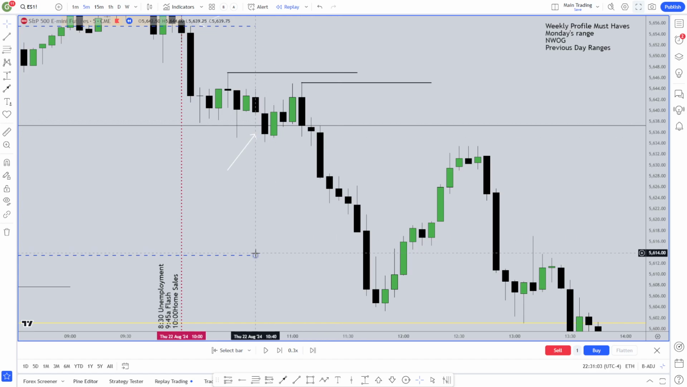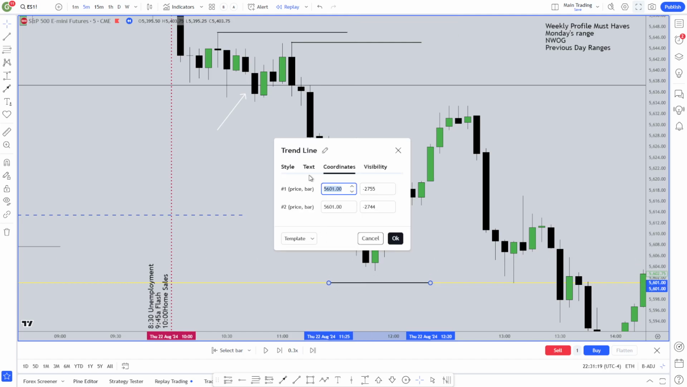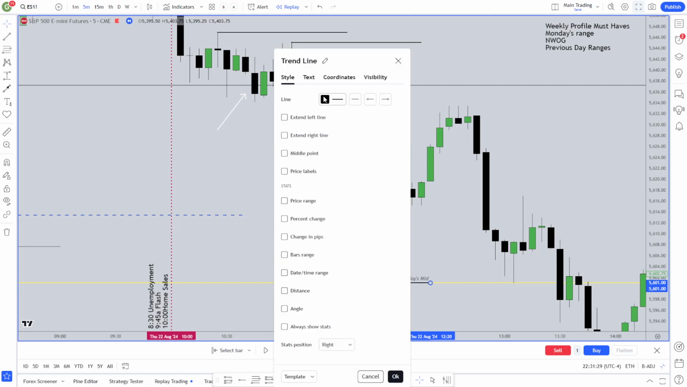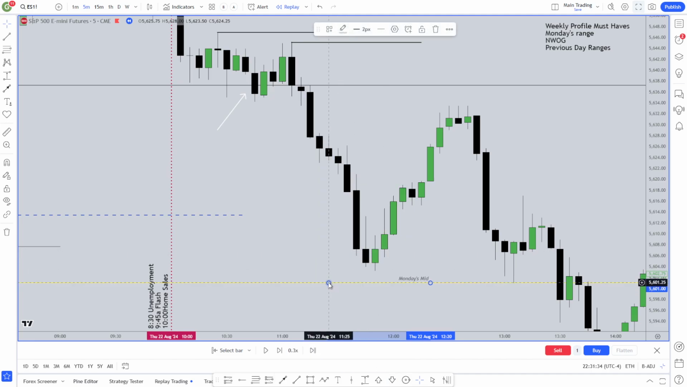Price sweeps all the way down to the previous day low. Price hits that previous day low, stop shy of the Monday mid. Hopefully can keep your bearings here. So this is the previous day's low. This is the Monday mid. So Monday's midpoint is right there.